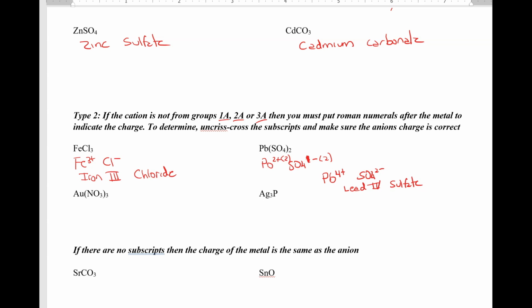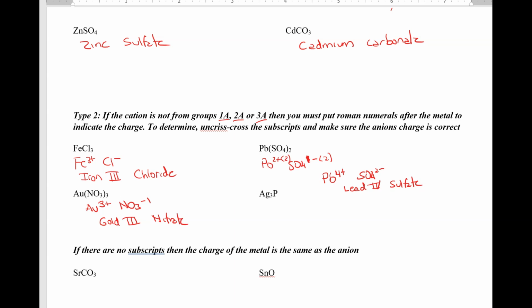So next one, gold. You uncrisscross, you get Au +3, crisscross, nitrate -1. These are correct charges. So gold 3 nitrate. And you're done.